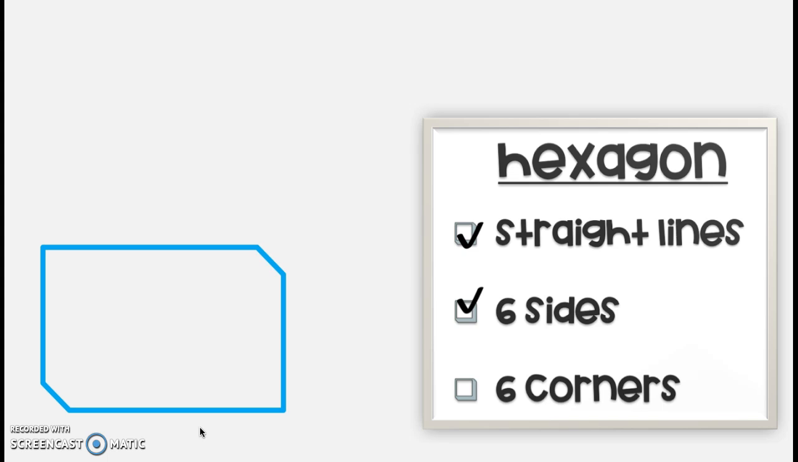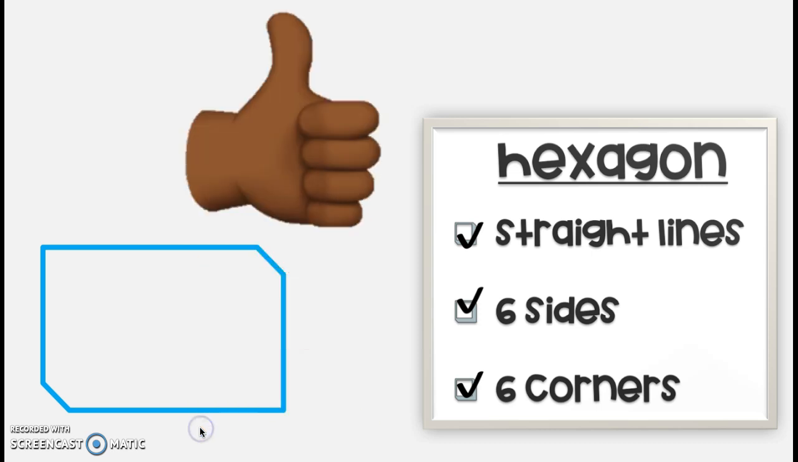Now, sometimes my friends get confused because some of these sides are very tiny. They still count. A side is a side. And how many corners do you see? Yep, I see 6 corners too. So friends, is this a hexagon? Yeah, it is a hexagon.